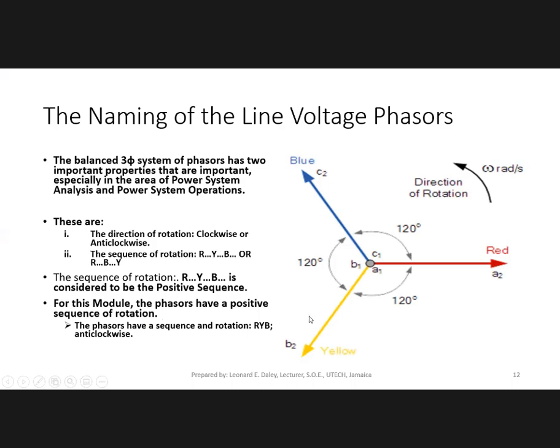So for this module, we are using the positive sequence of rotation, red, yellow, blue, and the phasors will be moving in the anti-clockwise direction. So generally our measurement is from 0 around. Get to the blue here, it will be 120 degrees. Get to the yellow here, it's 240. So that's why you see 240 associated with the yellow phase and 120 with the blue phase.